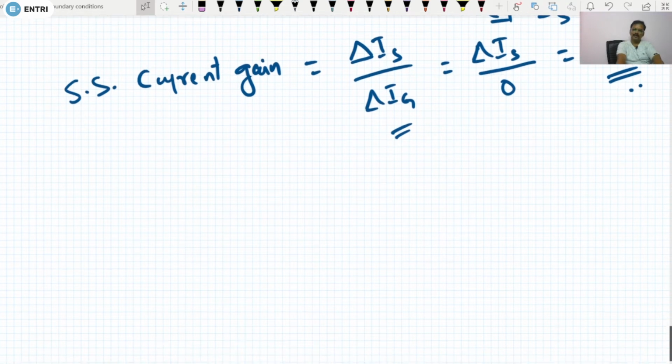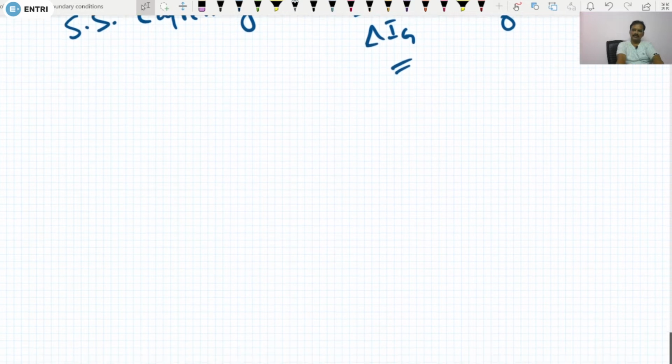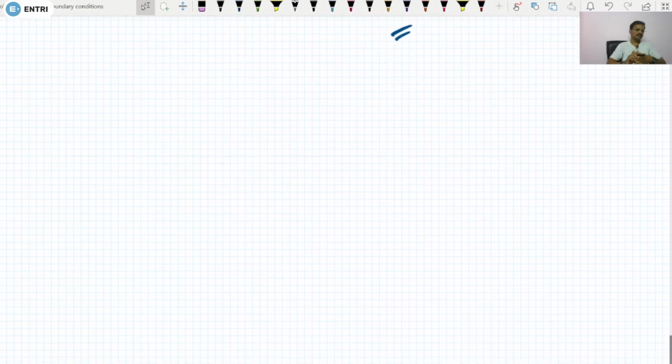Understood? Okay. So that's why for the small signal current gain, you are going to get infinity. So this is a very simple problem. I hope you can easily understand this one, right? Okay, so we have completed 2 questions and next the third question.